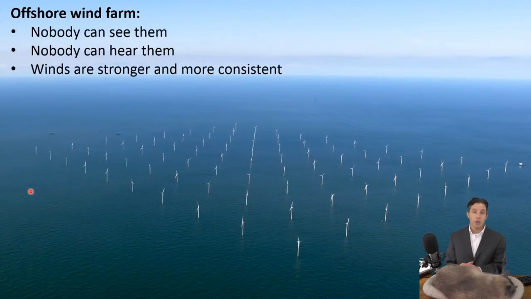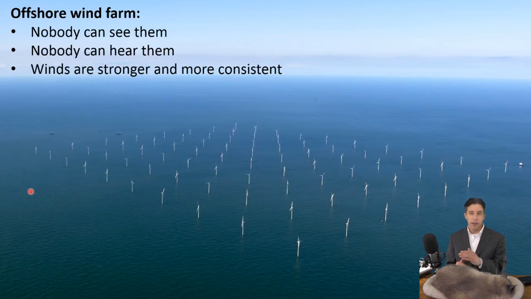However, there's still people that hate windmills. President Trump famously hates them because, according to him, they're ugly. He has complained that some of his golf courses, you can see these windmills in the distance, and he doesn't like that. So one of the things that companies are doing is putting windmills offshore.